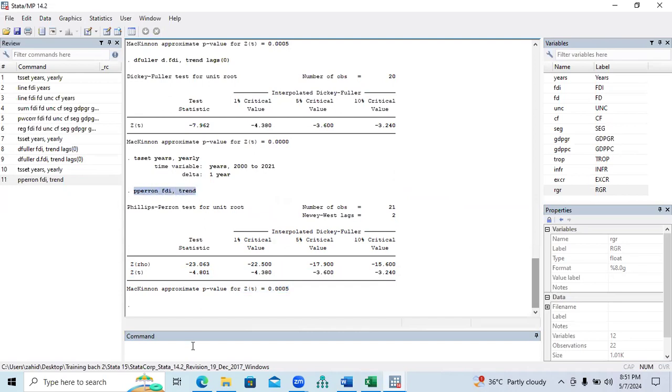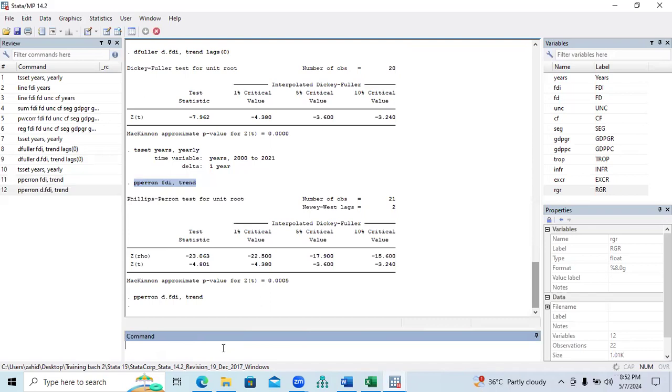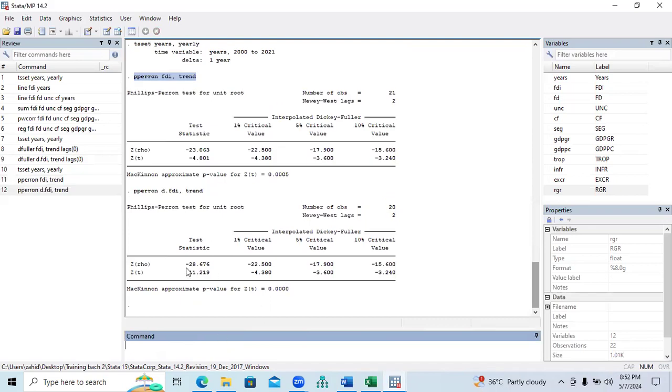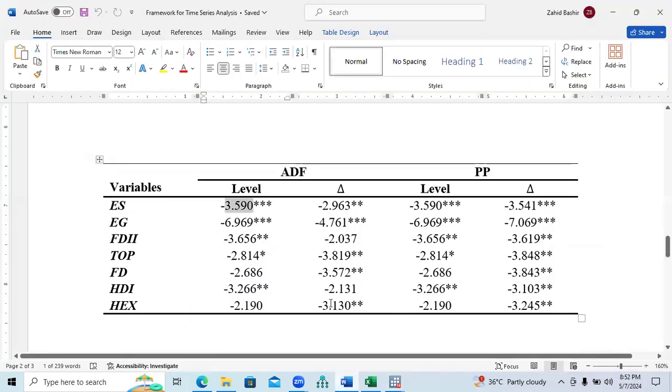If you need to create its first difference, you just need to put D dot before the variable, and it will compute its first difference. You can see here the test statistic value is greater than all other values, and the p-value is also significant. So this is how you can consider the stationarity of your variable using different methods.